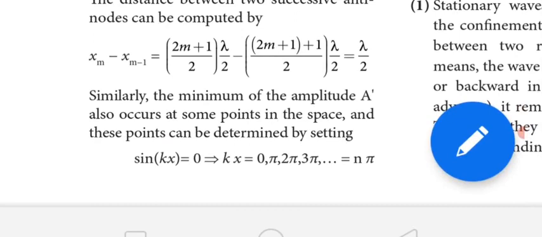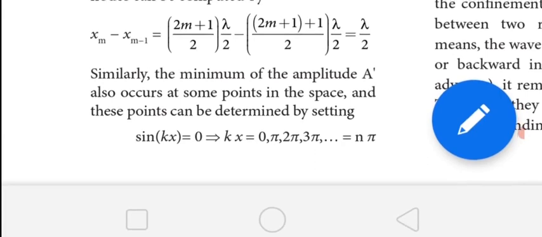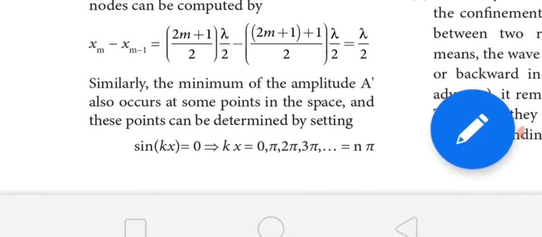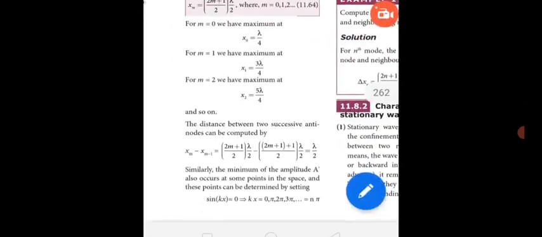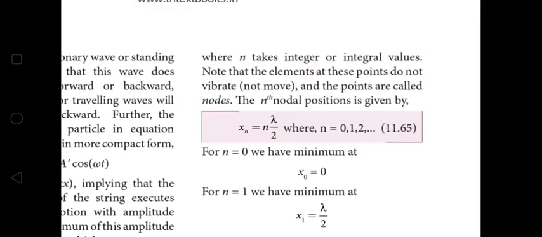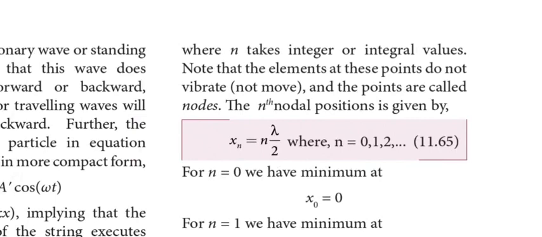Similarly, the minimum of the amplitude a dash also occurs at some points in space, and these points can be determined by setting sin(kx) equal to 0. That is, kx takes the values 0, pi, 2 pi, and so on, up to n pi, where n can take integer values. The elements at these points do not vibrate or move, and these points are called nodes. Before we spoke about antinodes, but these elements are nodes.